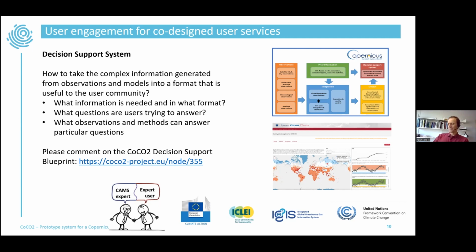And I guess maybe this is a bit of a sales pitch. In the COCO2 project, we have a decision support blueprint trying to outline some of the aspects of this decision support system. We'll do a revised version of that, so you're free to have a look at that document and provide feedback and comments, particularly if you're coming from the user side.